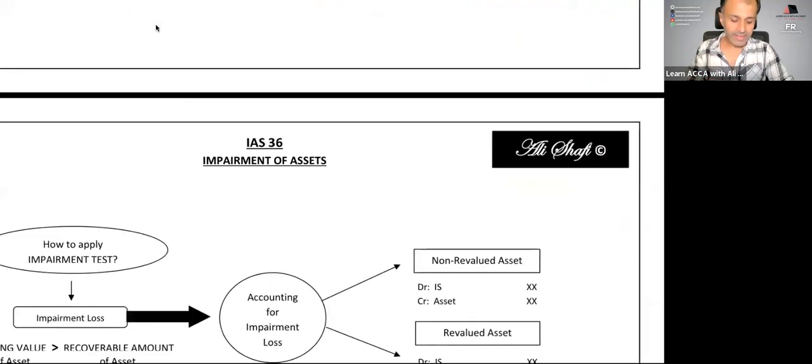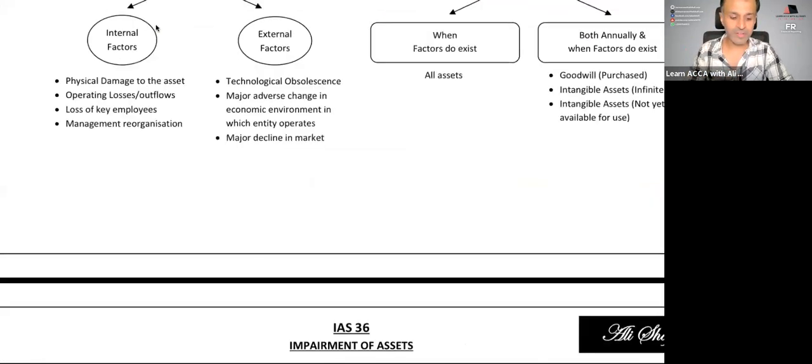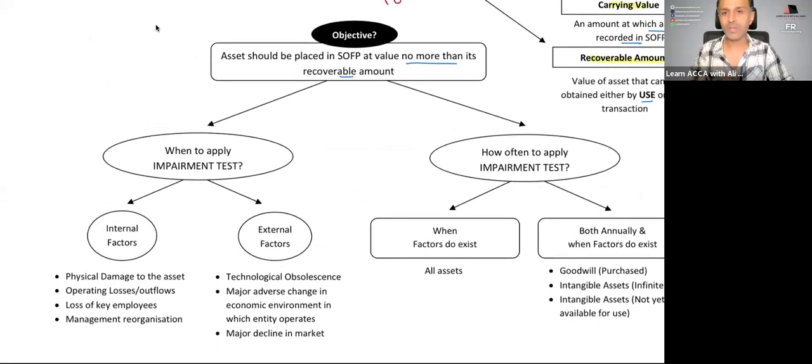So before we go to the detailed explanation of how to test an asset for impairment, we will first have to cover when to apply the test of impairment. By the way, what does that mean, test? It is also called an impairment review.